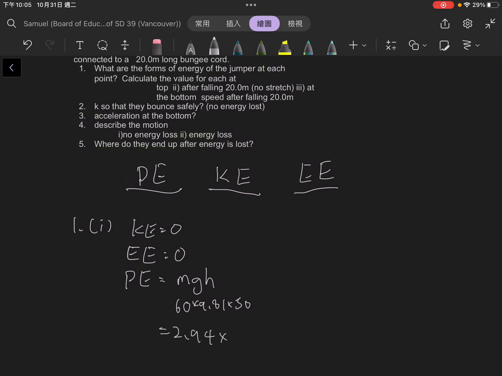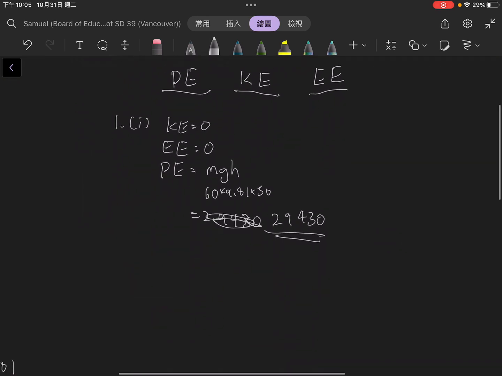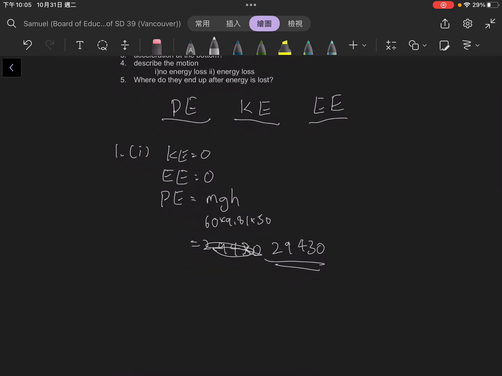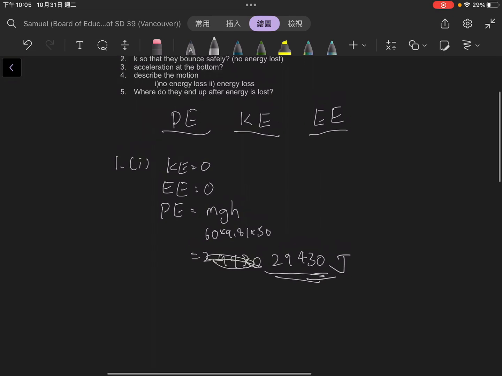Actually, let me just use an actual number. It will be 29,430. This also tells us very important information: that was the total energy. Since we're assuming a closed system, the total energy in different positions will be the same. We can see the total energy will just be 29,430 throughout all the places. This will be useful later as well.